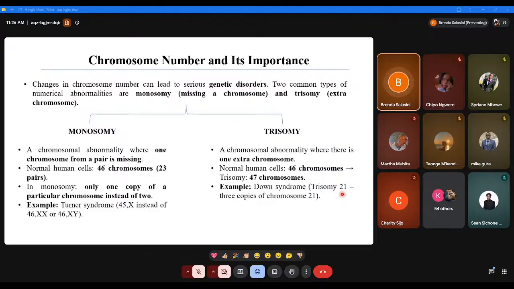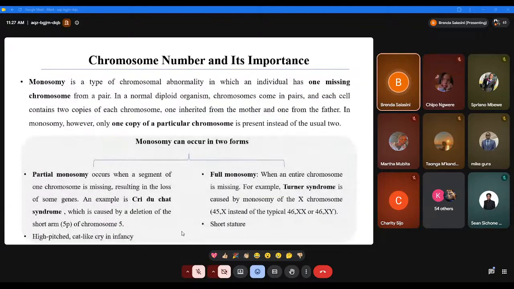Of course, it's important for us to understand how these conditions come about. It's actually very interesting. I would encourage you to go and read about non-disjunction of these chromosomes, when these chromosomes sometimes fail to separate during meiosis and things like that, because these are genetic conditions. Now, when you think of monosomy, we can further divide it into two, where you've got partial monosomy and full monosomy.